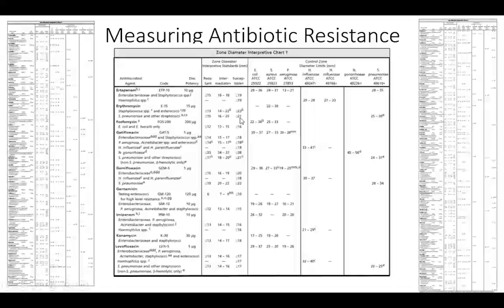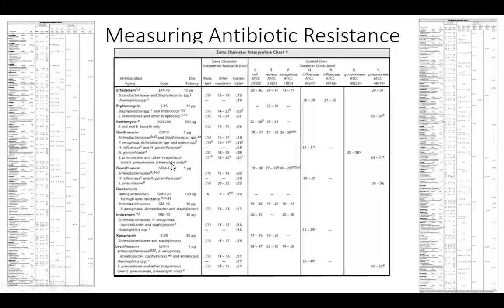But basically, each of these antibiotics has its own number, and the reason why is because it depends on the bacteria that you're testing against. So for example, in here, you can see for gatifloxacin, you have one number for Enterobacteriaceae and Staphylococcus species, but then you have another number for gonorrhea, or another number for Streptococcus pneumoniae. So each of these affects those in different amounts, and so the resistant number is different for them.